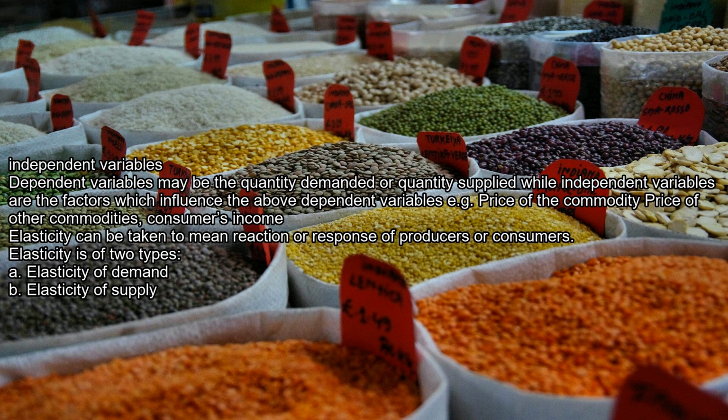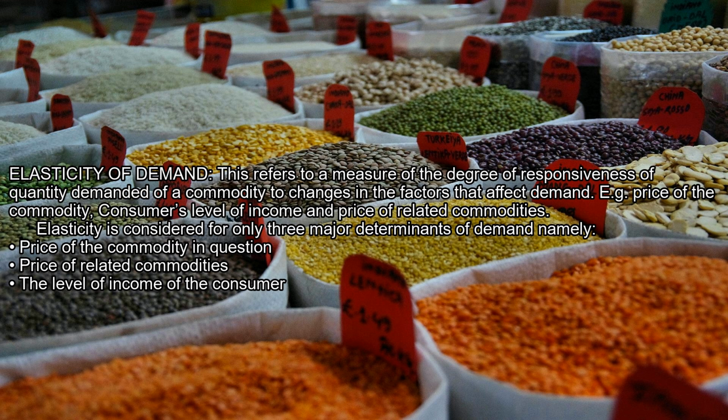Elasticity is of two types: A. Elasticity of demand. B. Elasticity of supply. Elasticity of demand refers to a measure of the degree of responsiveness of quantity demanded of a commodity to changes in the factors that affect demand, e.g. price of the commodity, consumer's level of income, and price of related commodities.